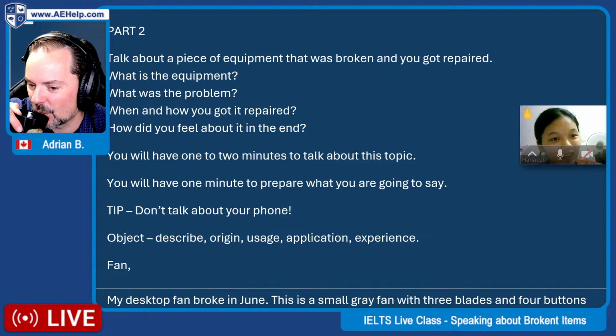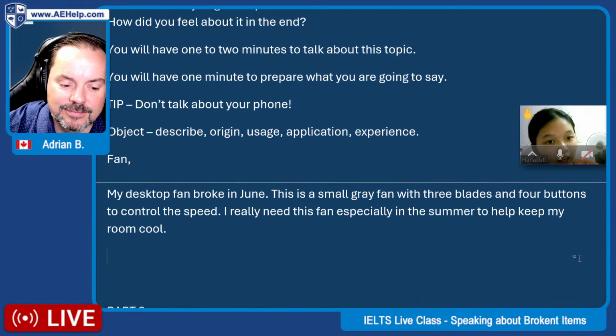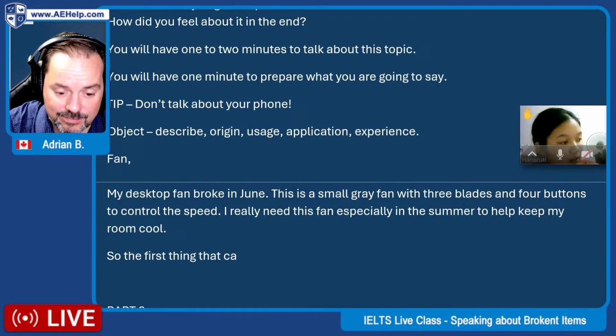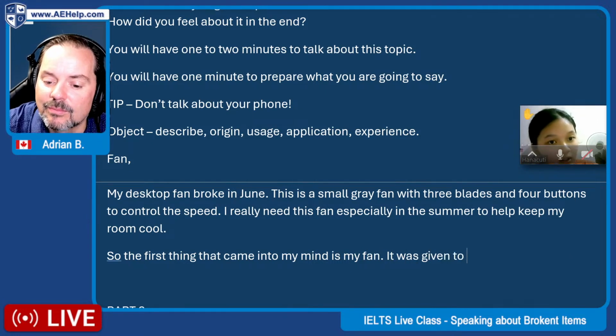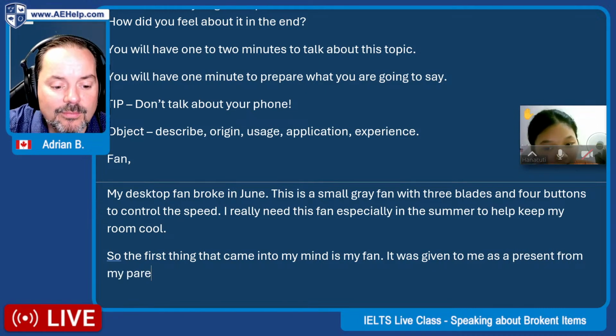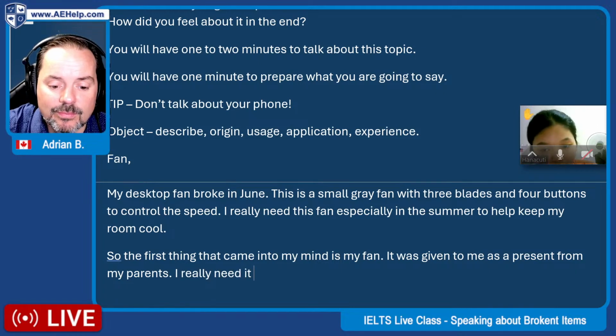Okay. So the first thing that came into my mind is my fan. It was given to me as a present from my parents, and in the dark days of summer, I really need it because in Vietnam it's really hot. The climate is tropical, but last month it was kind of broken, and I had to fix it.